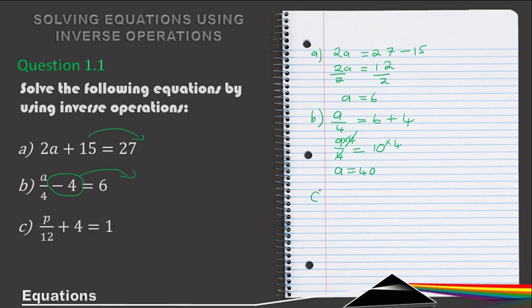Okay, now for C, here we have P over 12 plus 4 equals to 1. So now in order to get P on its own, the first thing I need to do is get rid of this 4 by taking it over. Then it becomes a negative. So now I have P over 12 is equal to 1 minus 4. And then P over 12 is equal to negative 3. And now to get rid of this 12, because it's divided, I have to times both sides by 12. So then this and this would cancel, and P is then equal to negative 36.